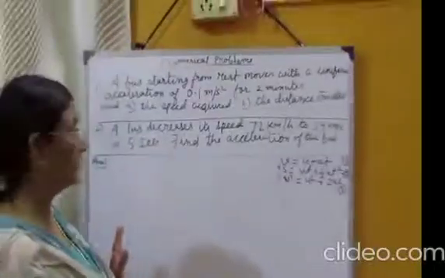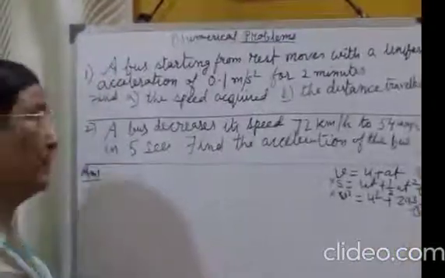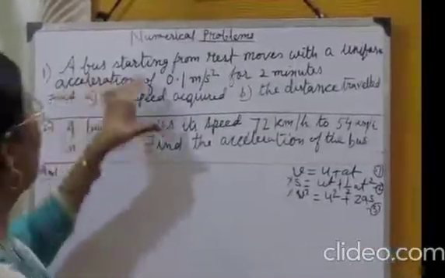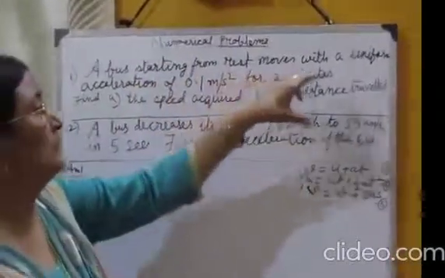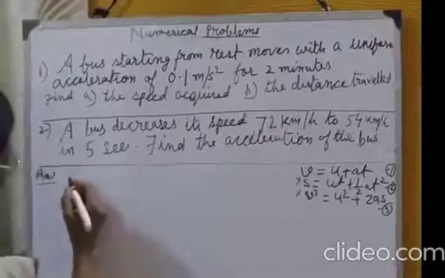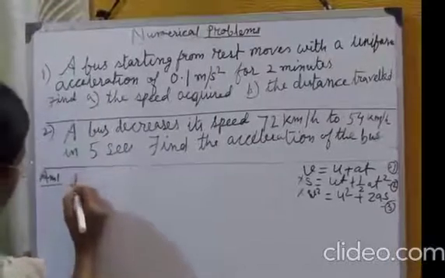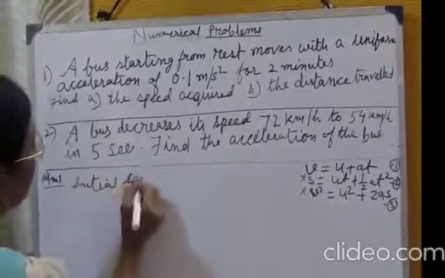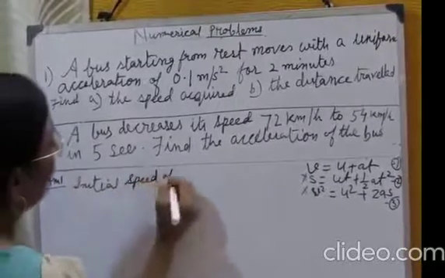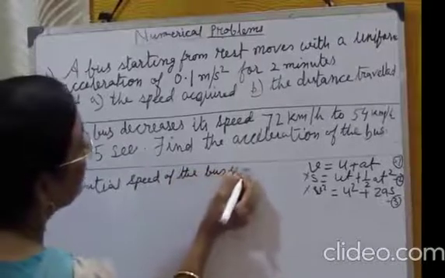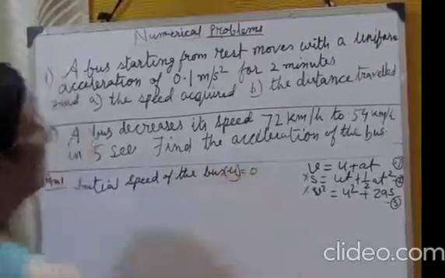Sorry for the interruption, students, due to the marker. Okay. Now, what I told: a bus starting from rest. So we write: initial speed of the bus, u equals 0. Okay.